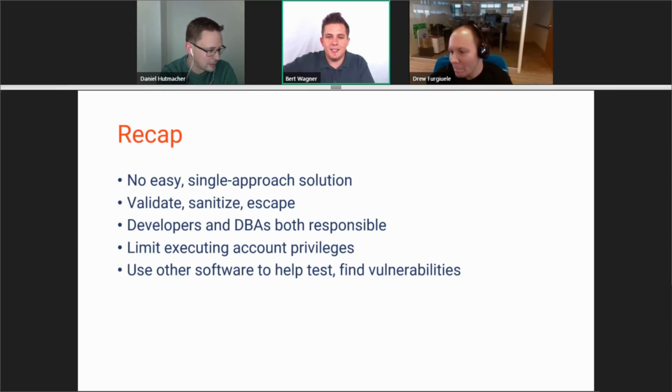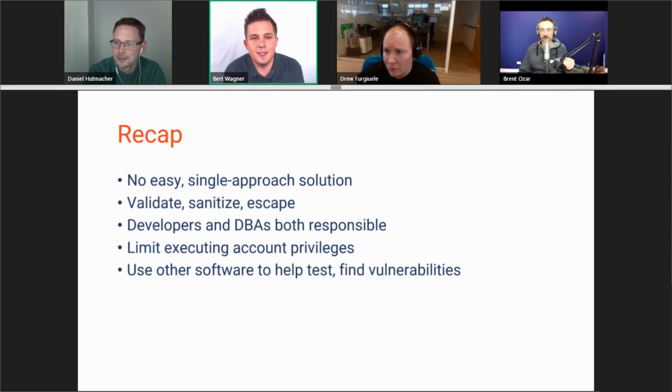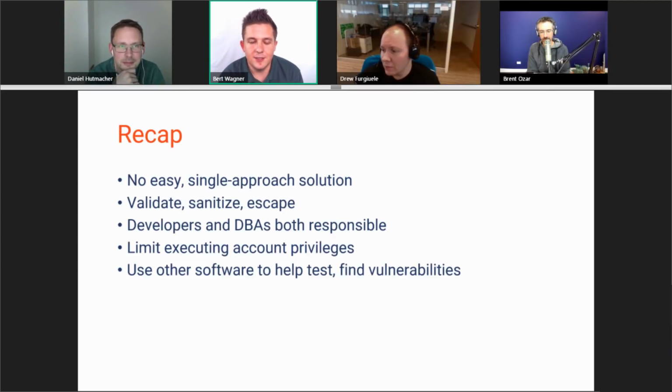So with that said, just a quick recap, right? There's no easy single-approach solution. I said that in my very first slide, right? The takeaway here is that you need to do security in layers. You need to do your validation, you need to limit your access, you need to use functions correctly, and don't write your own custom security functions if you can help it, because it's very hard to make them foolproof. Everyone's responsible, and that's basically it.